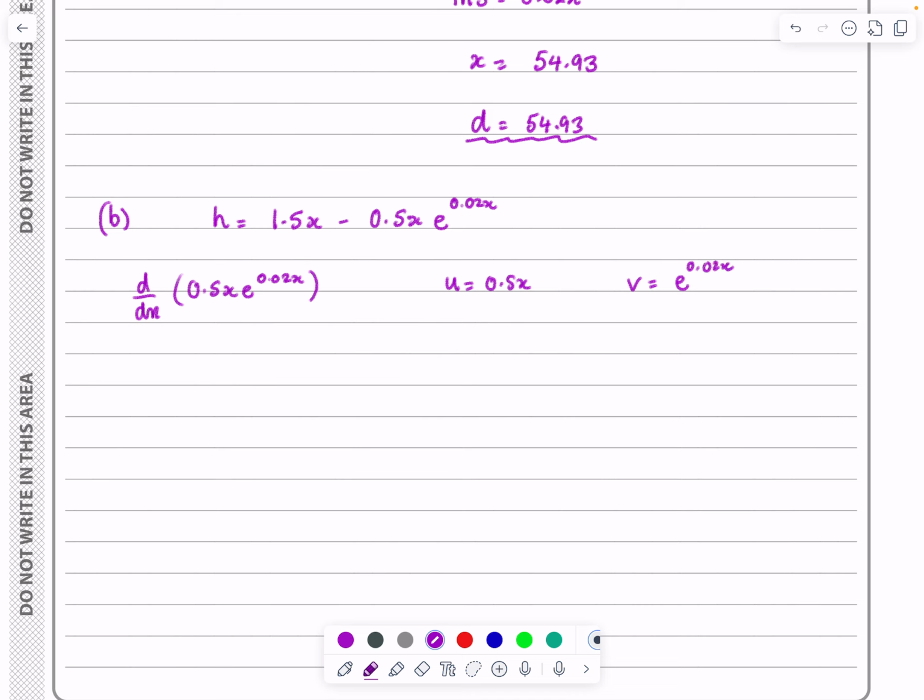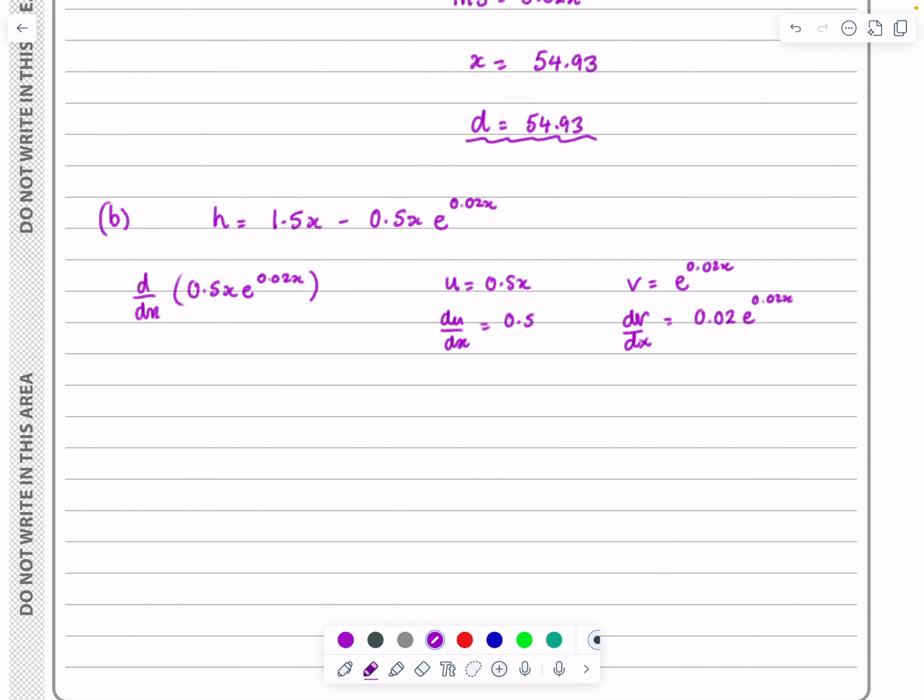0.02x. So du by dx, straightforward, is 0.5. dv by dx, hopefully you can do this and think about what the differential of e to the 2x is. The differential of e to the 2x is 2e to the 2x. It's the differential of this multiplied by e to the 2x. So following exactly the same argument through there, this is going to be 0.02 e to the 0.02x.